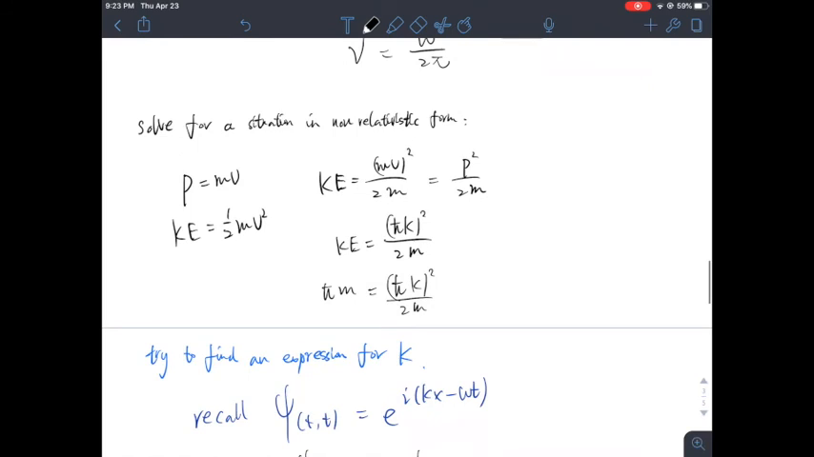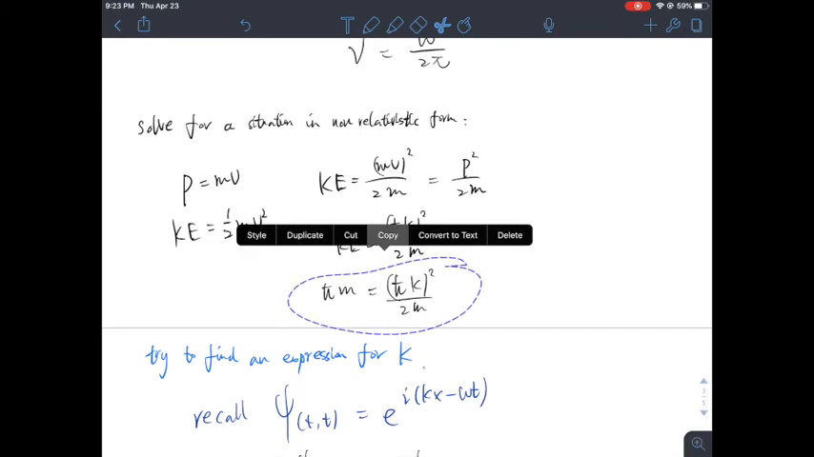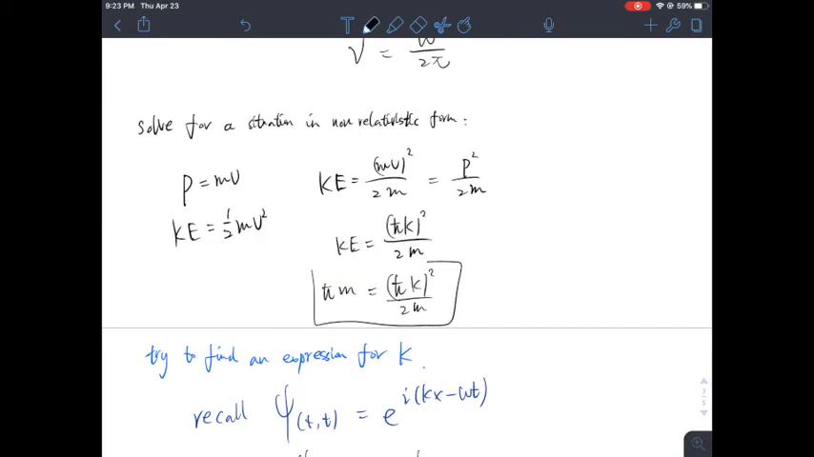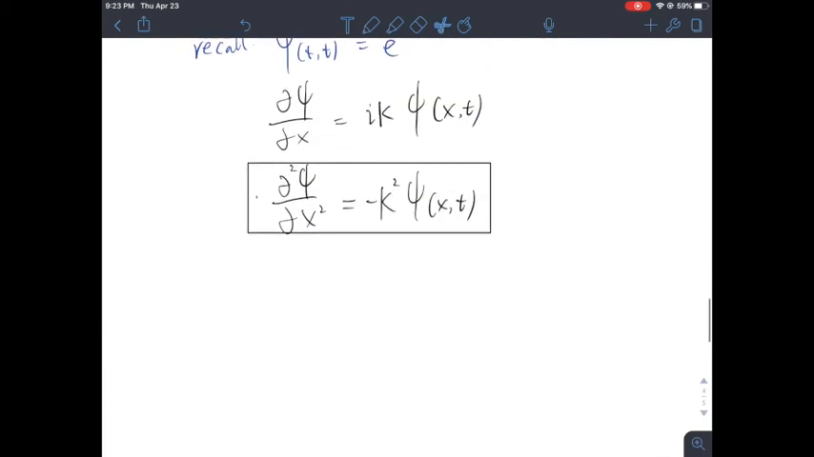Now, after we solve for an expression for k, we are going to try to solve for an expression for omega. Before that, we need to record this very important result, which is the equivalence of energy and momentum. And we need to use these two expressions to build up a new expression. So let's see what our new expression looks like.